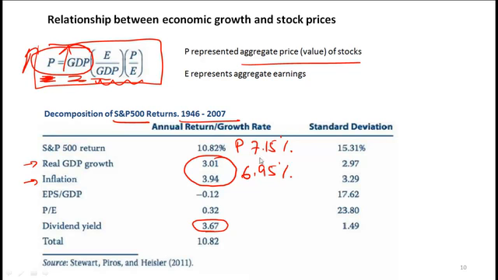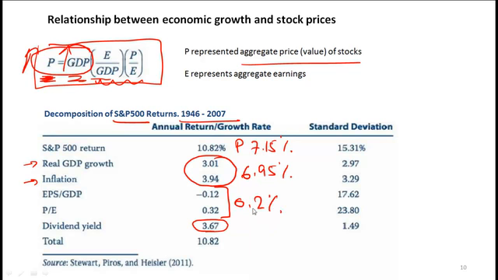6.95%. So the increase in stocks, 7.15% per year, and the increase in the nominal GDP, 6.95%, are quite close, which is what we are being told over here. Now where is the difference coming from? Look at the earnings divided by GDP and the PE ratios. So their combined effect is minus 0.12 and 0.2.